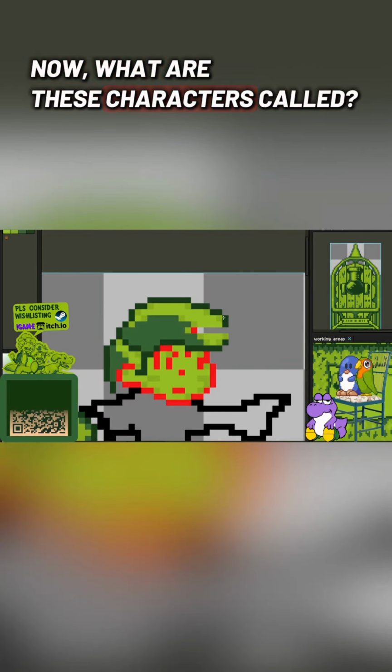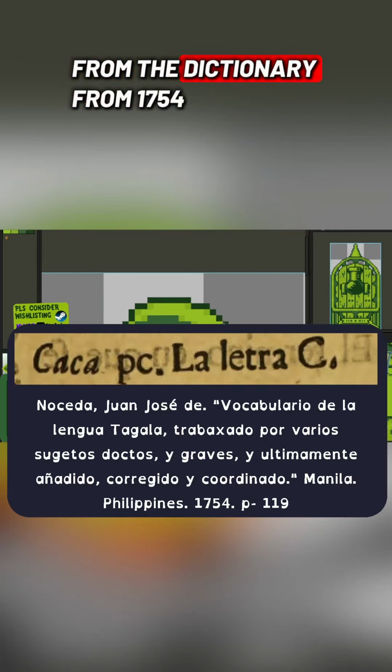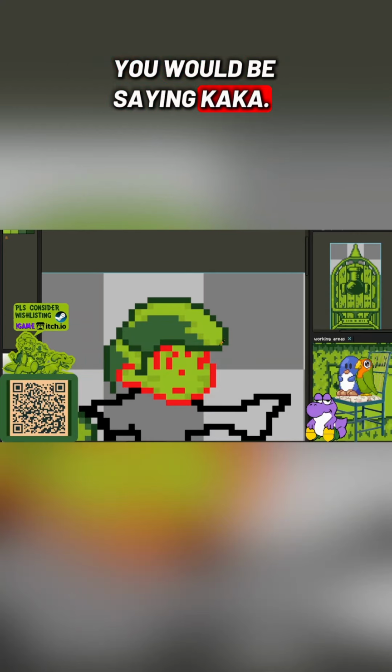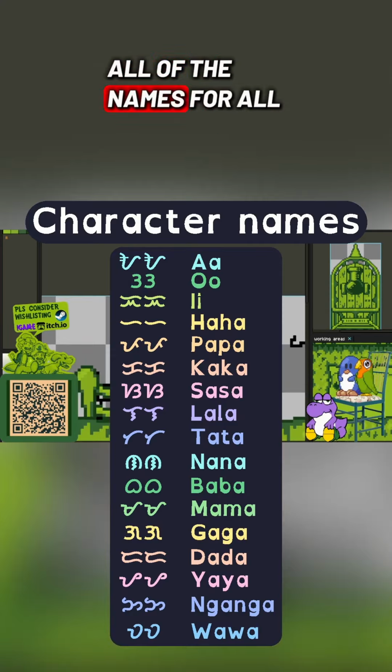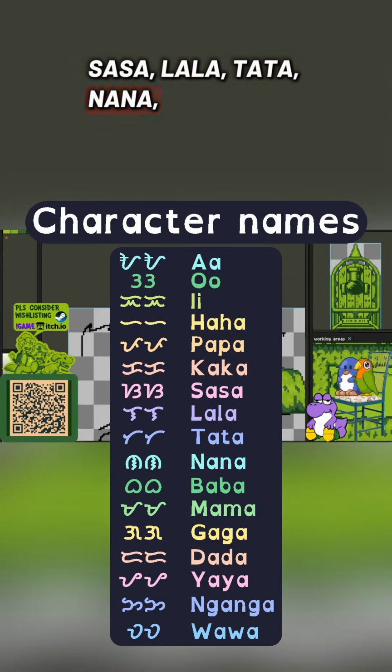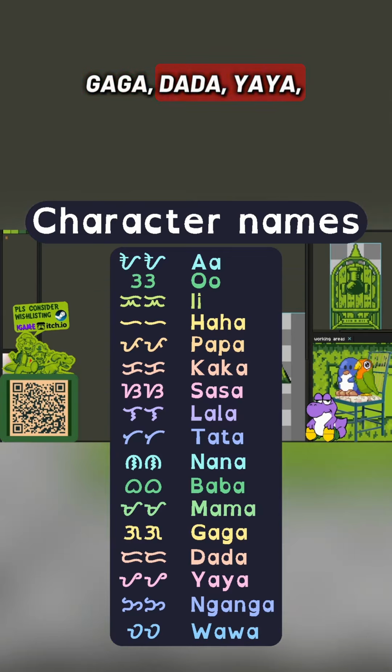Now, what are these characters called? Essentially, what you can see here from the dictionary from 1754 is that instead of saying ka, you would be saying kaka. And here we see a list of all of the names for all 17 characters, which is a, o, i, haha, papa, kaka, sasa, lala, tata, nana, baba, mama, gaga, dada, yaya, nganga, wawa.